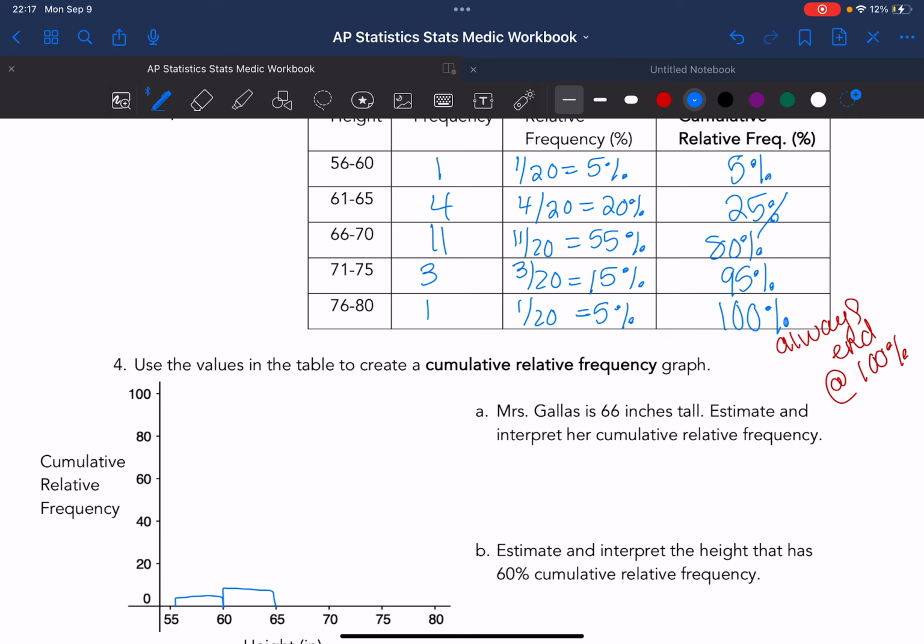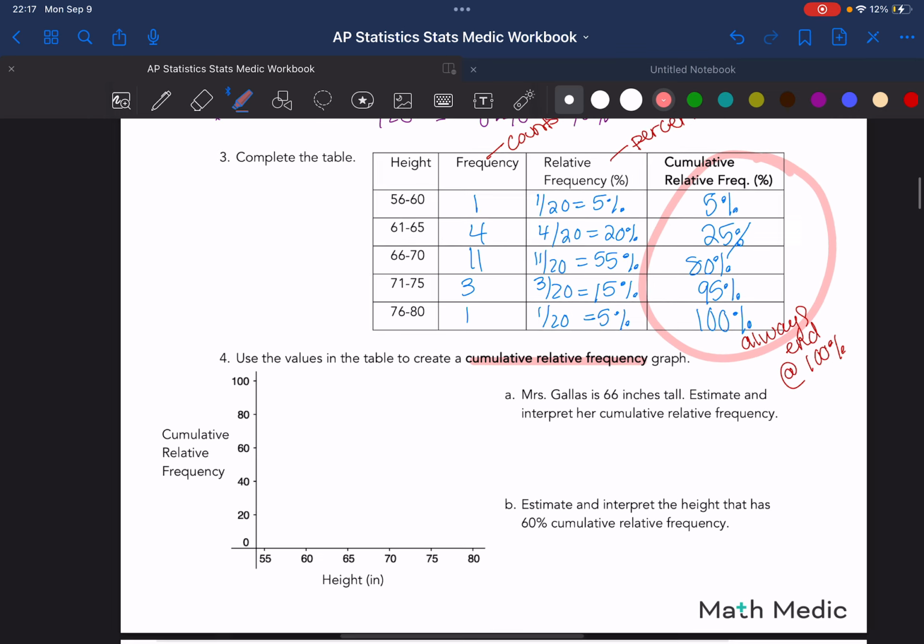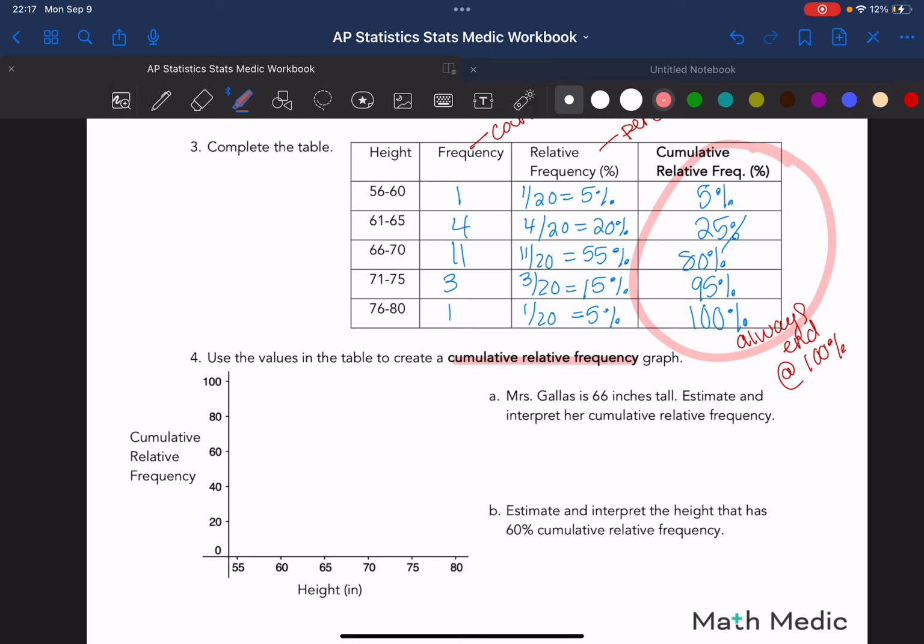One moment, I am graphing the wrong ones. Let me go back and highlight here. This is a cumulative relative frequency, meaning we are graphing this amount over here. So let me rephrase that. Go back, and I am graphing 56 to 60 at 5%.